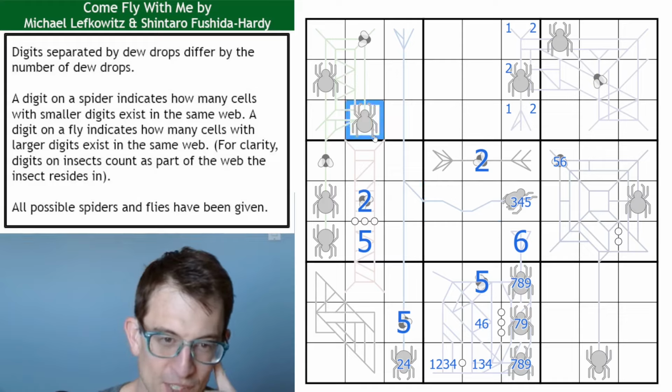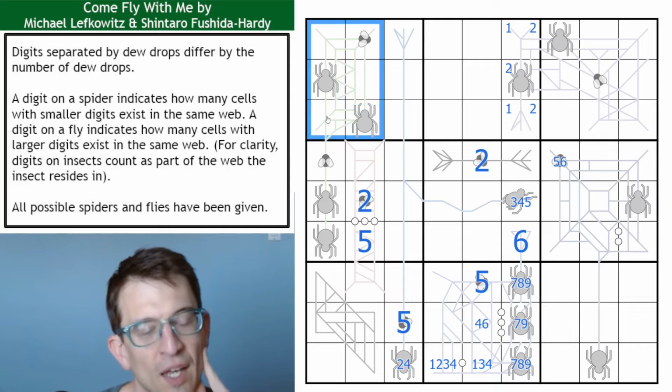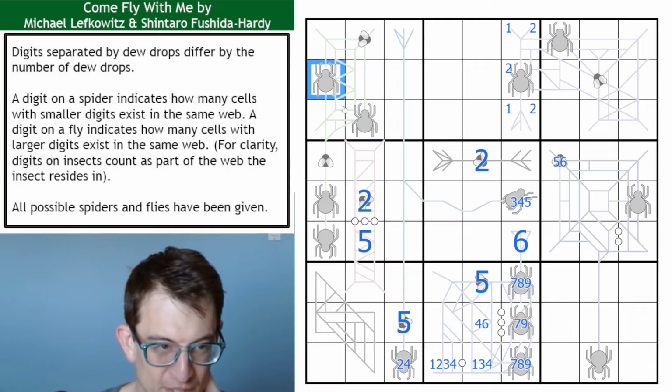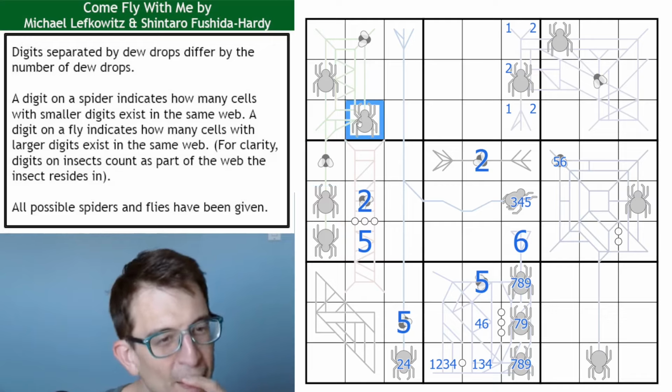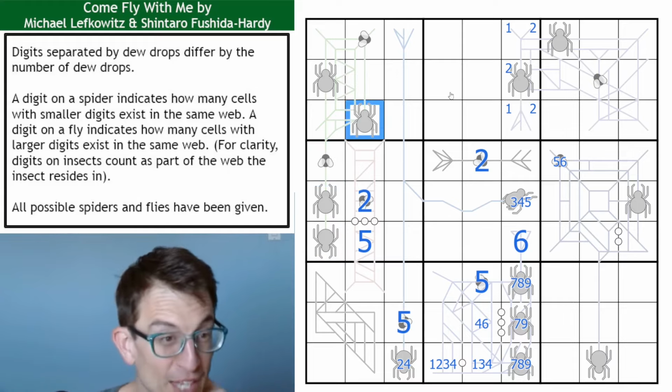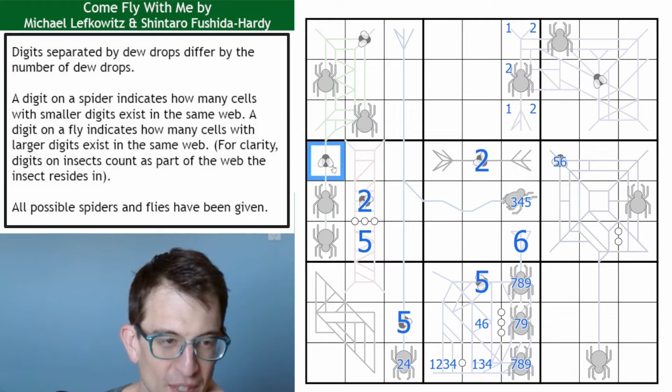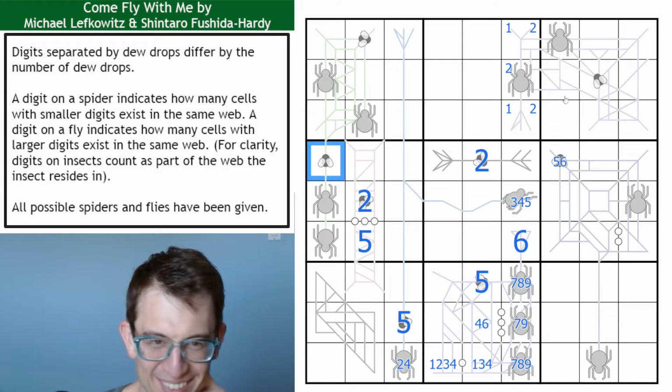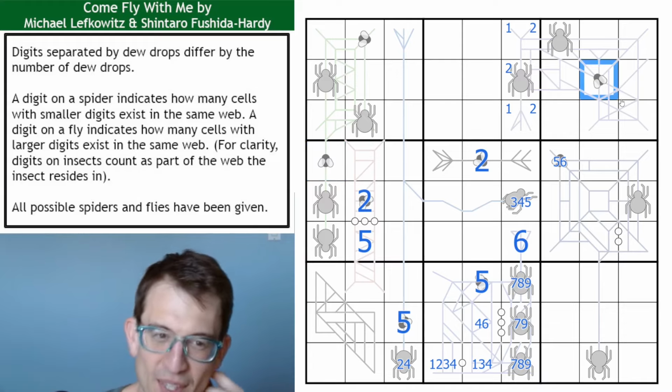Okay, let's try this web for a second. Because this has 2 spiders on it, and 2 spiders over here. How is this going to work? It feels too complicated. I'm not ready to look at that. Maybe the fly. No, I don't know. How about this fly?